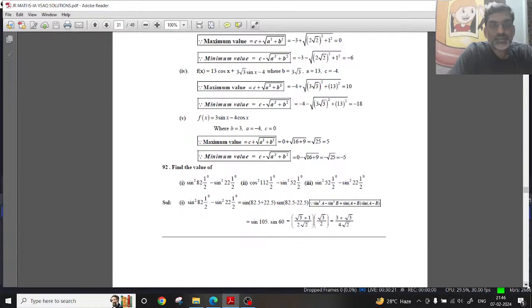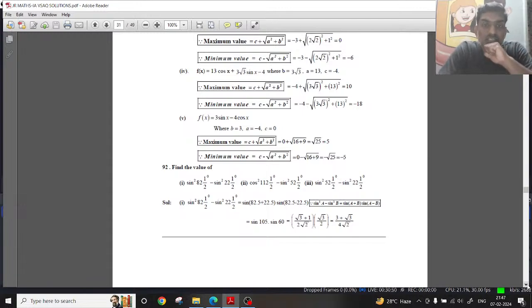These all are related to values. Question number 92 onwards. Sin square 82.5 minus sin square 22.5. Sin square a minus sin square b form, I think. Sin square a minus sin square b is equal to sin of a plus b times sin of a minus b. Sin of a plus b, that is 82.5 plus 22.5, 105. Sin of a minus b, 82.5 minus 22.5, that is sin 60.